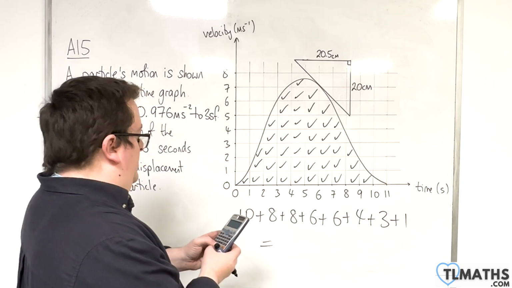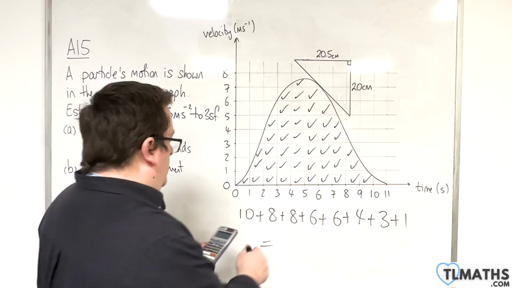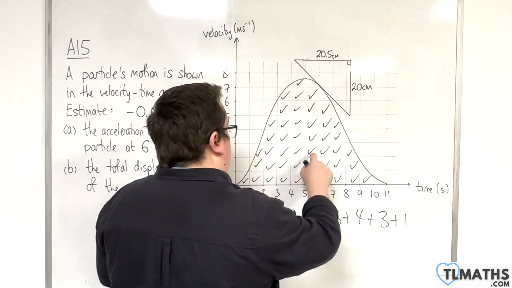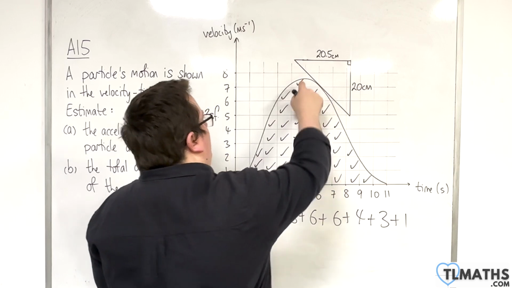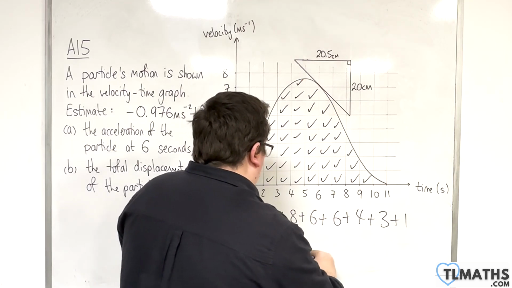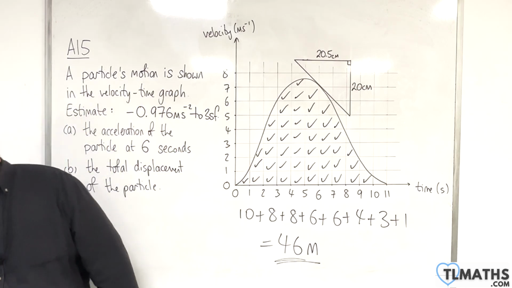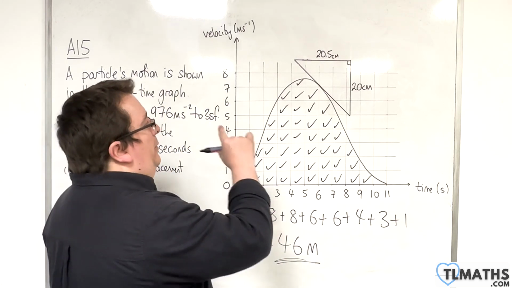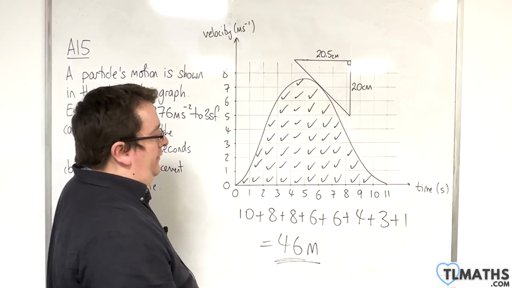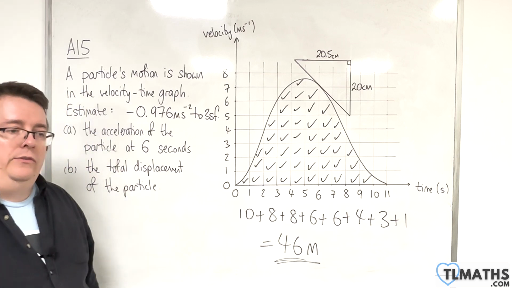So 10 plus 8 plus 8 plus 6 plus 6 plus 4 plus 3 plus 1. So 1, 2, 3, 4, 5, 6, 7, 8. And so that's getting me 46. Okay, so each of those squares is meters per second times seconds. And so that gives me meters. And so it should be about 46 meters.